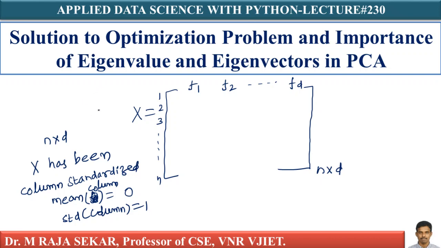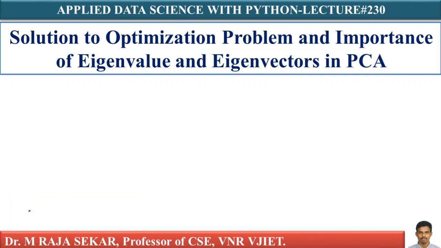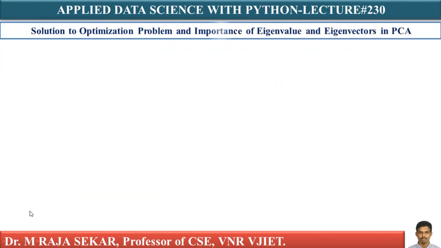Where we discussed this column standardization, I request you to refer to lecture number 226 and lecture number 227. In 226, I discussed what column standardization is. In 227, I discussed the geometrical interpretation of column standardization. Here, X itself is column standardized. How will it be? Let me show it like this.